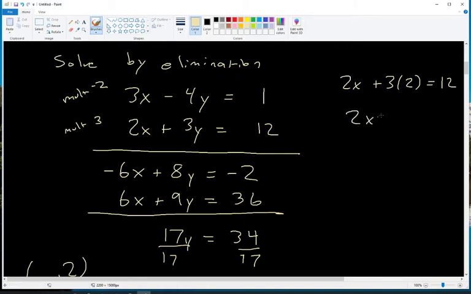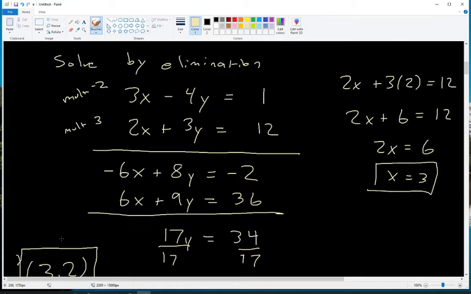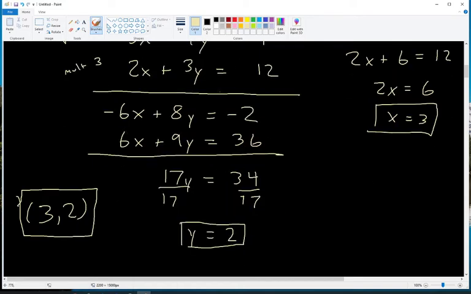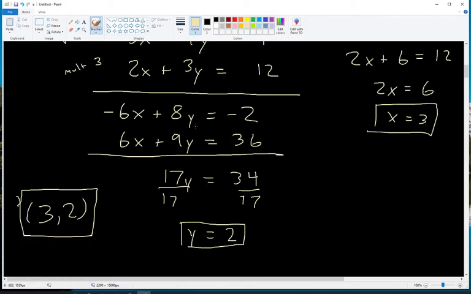So that'll be 2x plus 3 times 2 is 6 equals 12. Subtract the 6. 12 minus 6 is 6. So 2x is 6, divided by 2, x is 3. So my x value is 3, which means the solution to my system is x value 3, y value 2. What this means is this ordered pair (3, 2), if I plug it in for the x's and y's, it'll make both equations true at the same time.